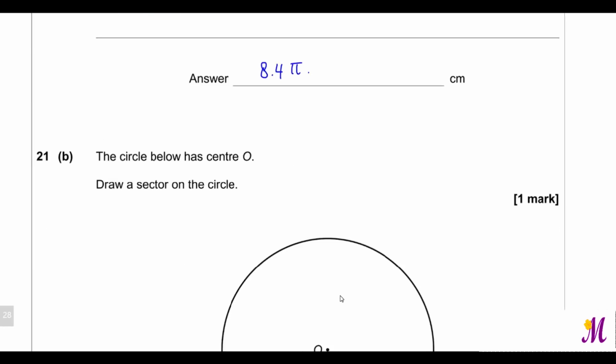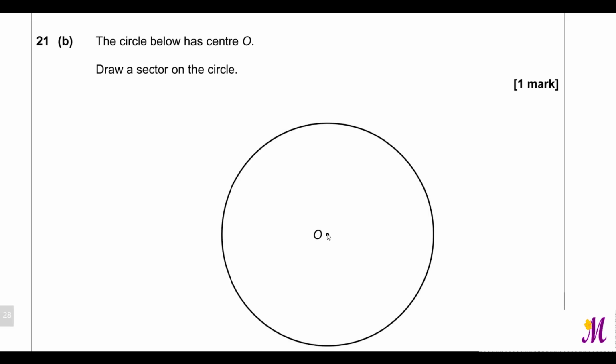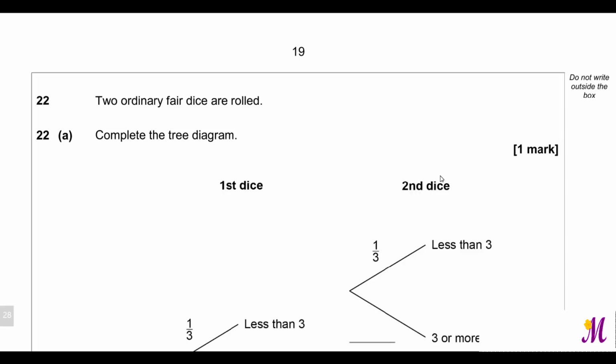The next part of this question is, the circle below has center O. This is O. Now draw a sector on the circle. To draw a sector, we just need to take a line to the edge and then another line to the edge. Then this will be a sector. The small one, this will be the minor sector, and this big part will be the major sector of the circle. 22. Two ordinary fair dice are rolled, and then complete the tree diagram.